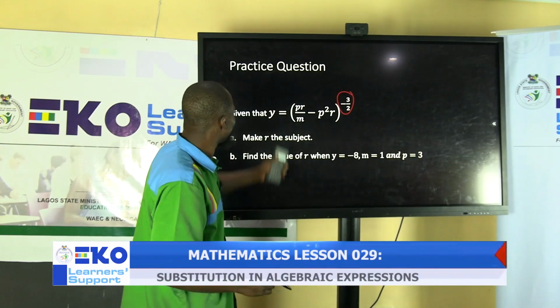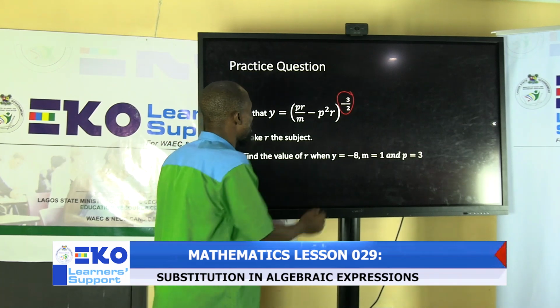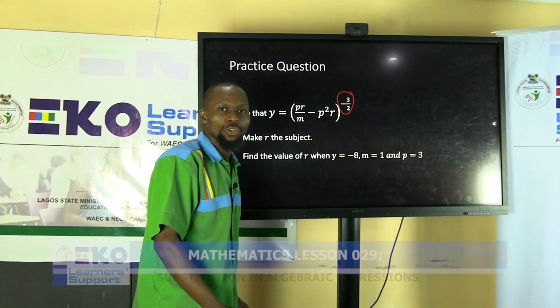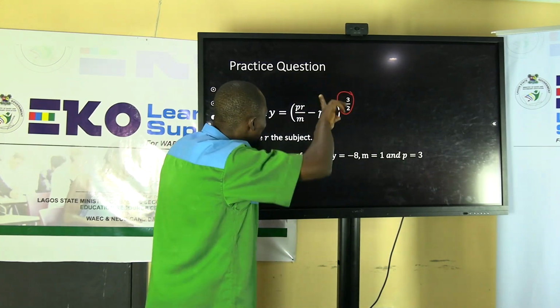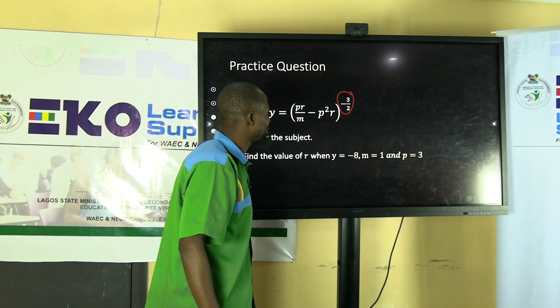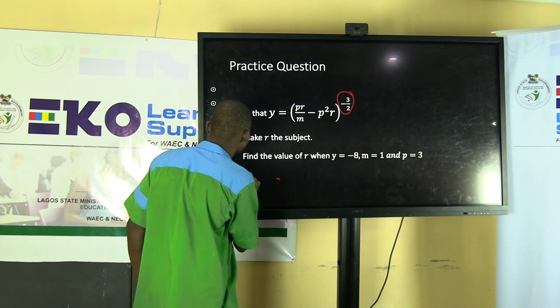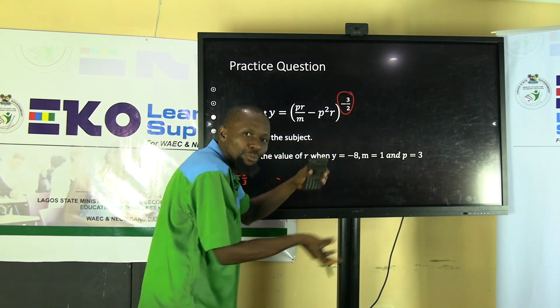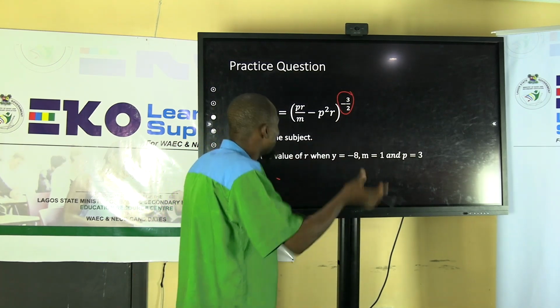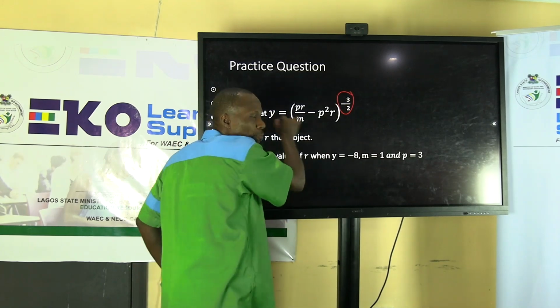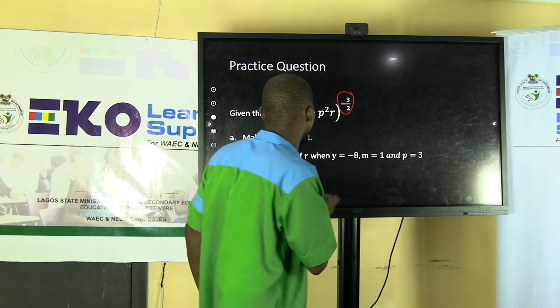So, what do we do? Now, you bring out the power here. This is minus 3 over 2. You find the multiplicative inverse of it. And that is minus 2 over 3. It means you turn it upside down. It gives us minus 2 over 3. So, in that case, you multiply both powers by minus 2 over 3.